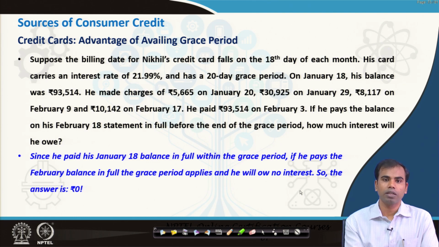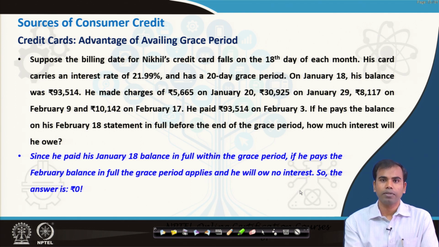We already discussed that after the statement is generated and bills are charged to the credit card users, a grace period is allowed. If you look at this particular example, it shows that suppose the billing date for an individual's credit card falls on the 18th day of each month, which means that on the 18th day of each month, the credit card issuing company generates the bill comprising transactions of the previous month. His card carries an interest rate of 21.99% per annum and has 20 days of grace period.